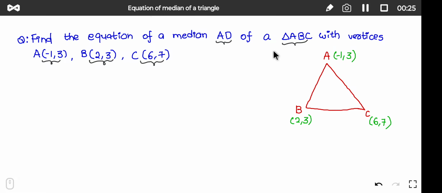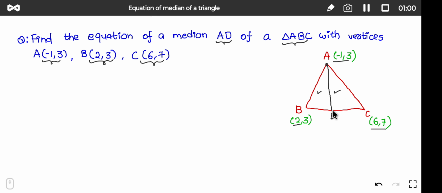So first of all understand the meaning of the median. If we draw the triangle ABC, all the three vertices are given. We have to find out the equation of median AD. So we will draw the median line from the vertex A. Median is nothing but the line which divides the triangle into equal area. Let's say the point D is here. Both the parts, this and this, are exactly the same. Median divides the triangle into same parts.